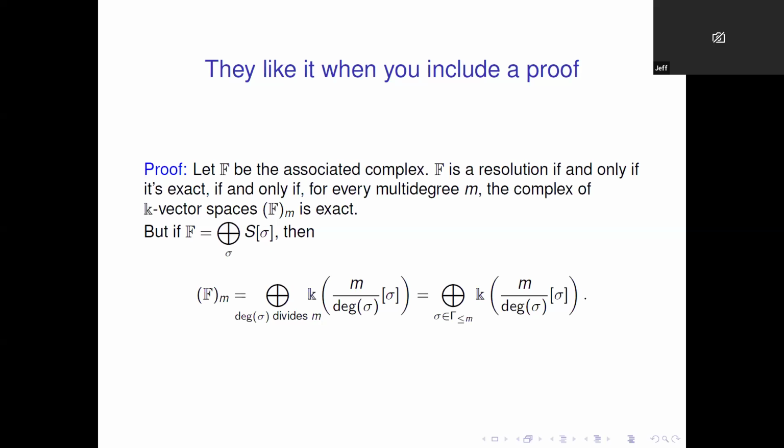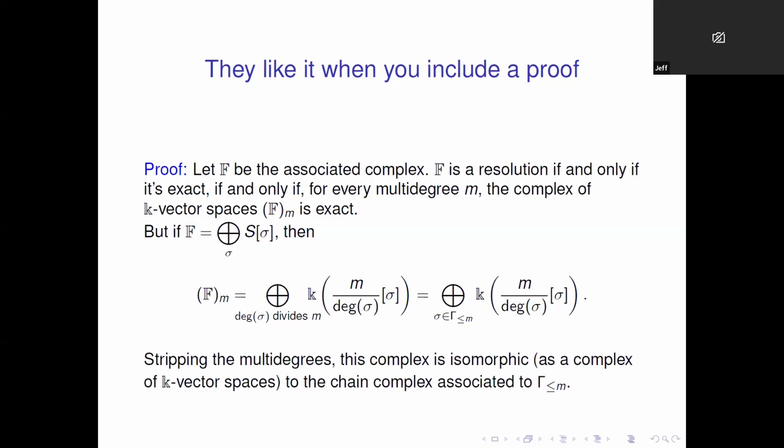So if these are all exact, we're in good shape, and they're all exact precisely when this thing on the right, which is remove the multi-degree, and you're looking at the usual chain complex that you use to compute the homology of gamma less than m. So there is a topological way to check whether or not your simplicial complex turns out to support a resolution.